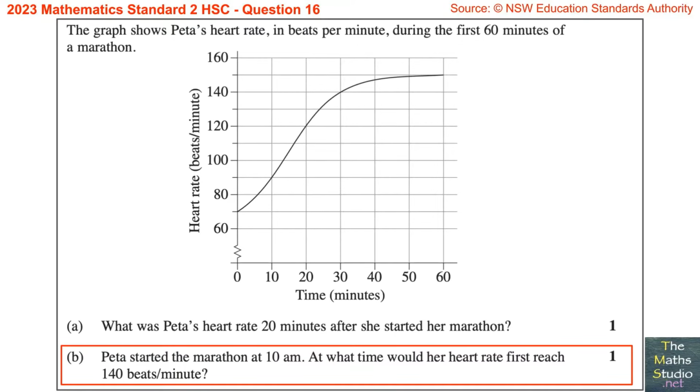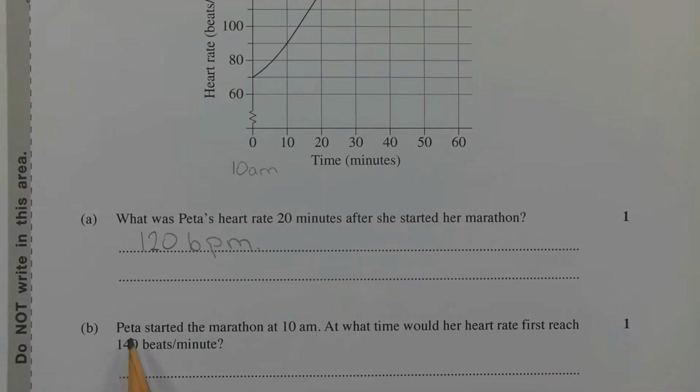Part B. Peter started the marathon at 10 a.m. At what time would her heart rate first reach 140 beats per minute? It's given that Peter started the marathon at 10 a.m. So we want to find out how many minutes after 10 a.m. when her heart rate first reaches 140 beats per minute.